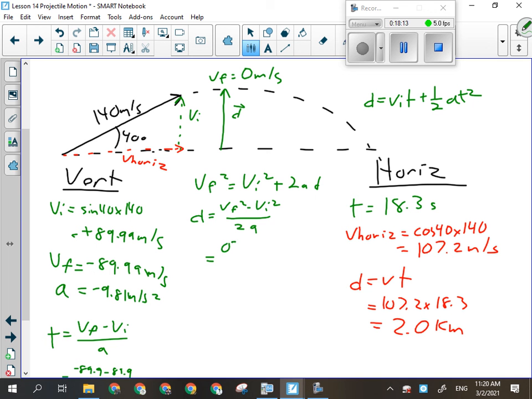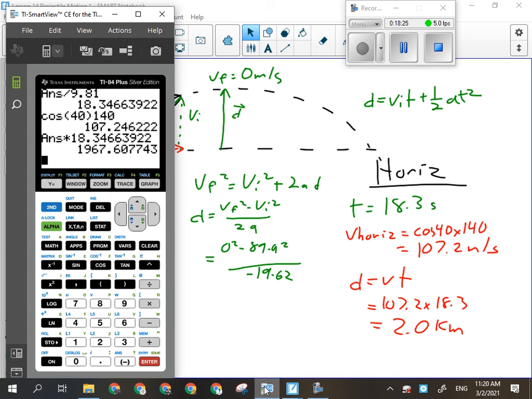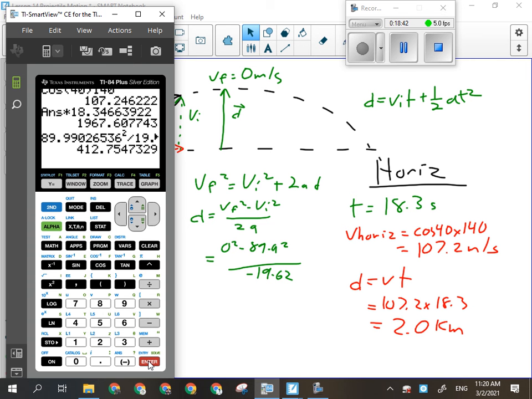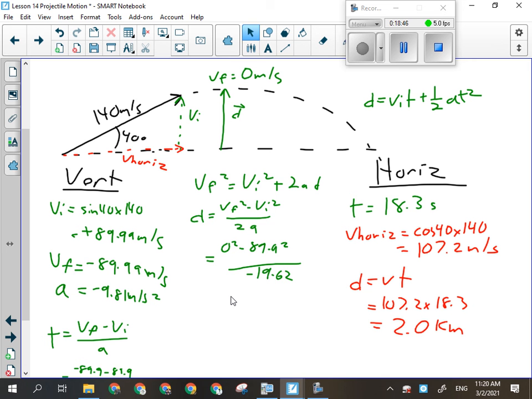That'll be 0 squared minus 89.9 squared divided by negative 19.62. It's 2 times 9.81. So if we do it that way, we'll take that number there, squared, and we'll just divide it by 19.62. If I make them both positive, it's the same thing. So 412 meters, or 4.1 times 10 to the 2 meters.